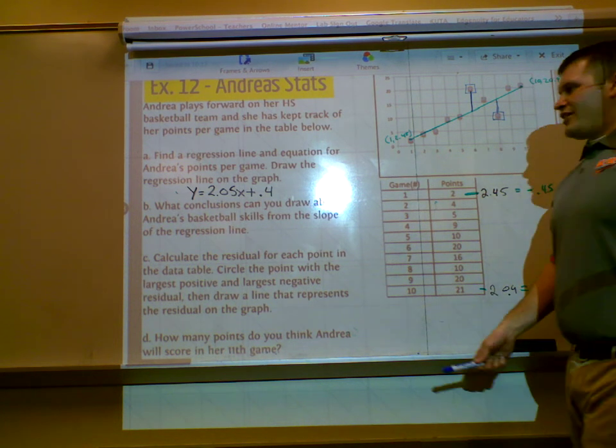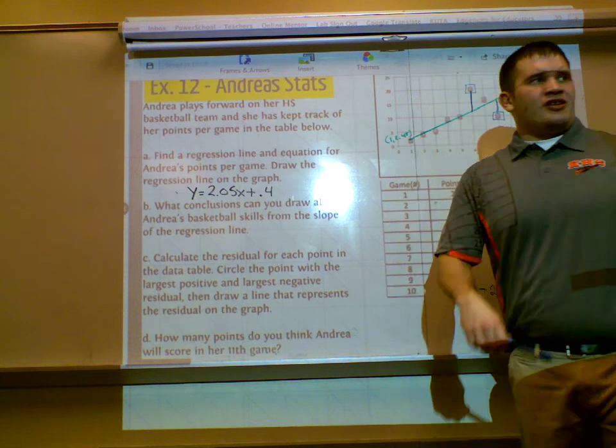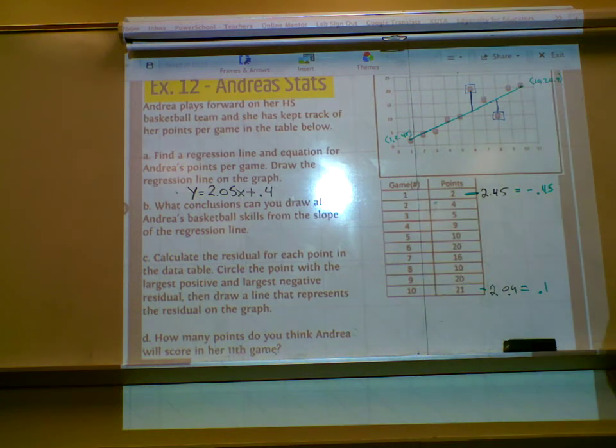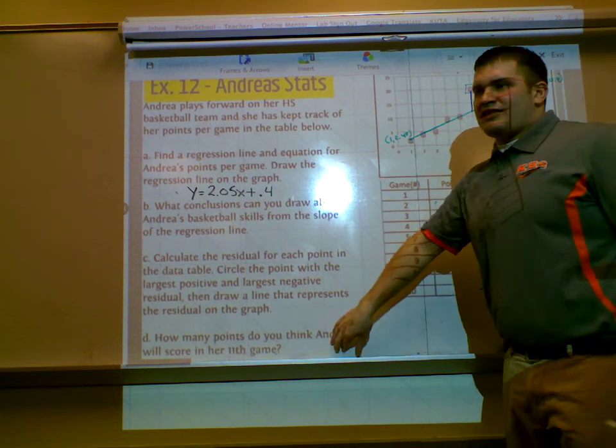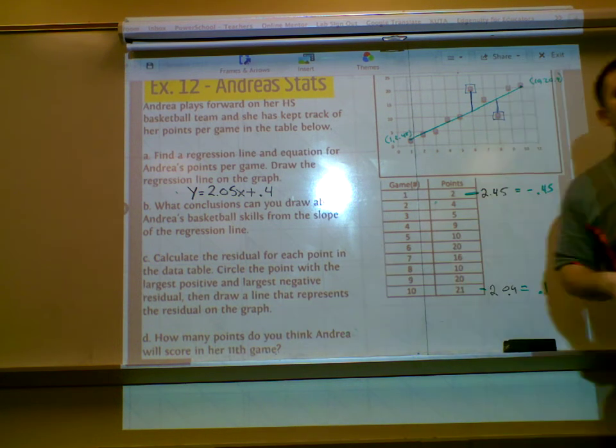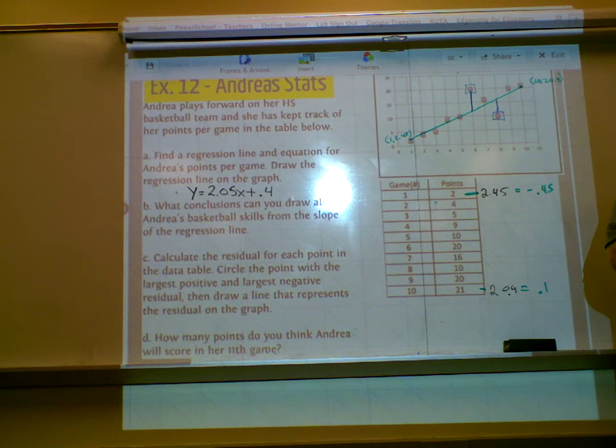Equation, Faith and Andrea. The equation tells us our predicted values, right? So if I want to find our prediction for the 11th game, what do I do with the equation? Put in the line, put 11 in it for X. Okay, good. We plug 11 in for X.